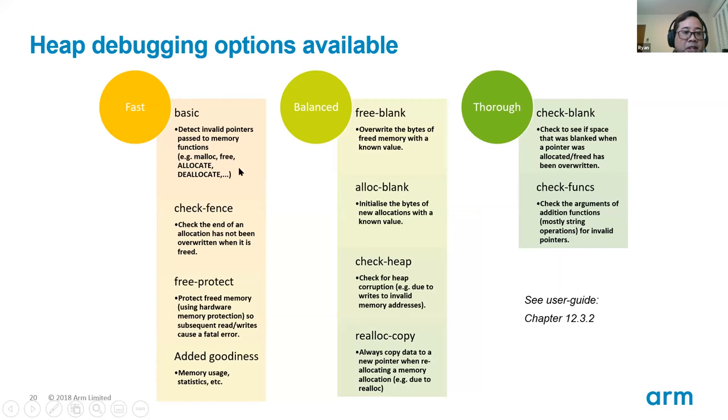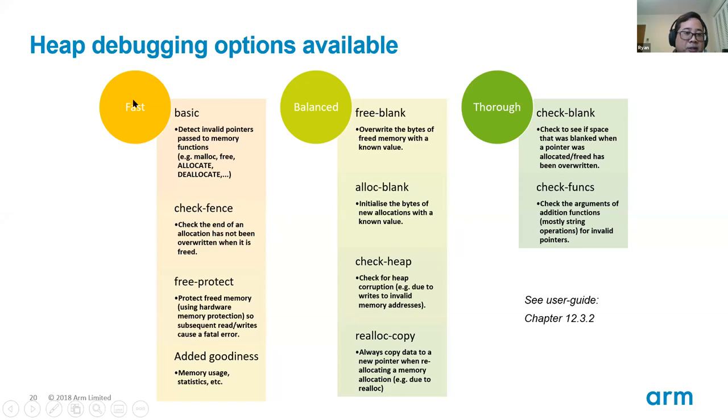So you'll see the different words show up. There's basic check fence. It'll check whether the end of allocation has not been overridden when it is freed. All of these checks will happen for you automatically for everything that you allocate on the heap. All you have to do is turn on the functionality.